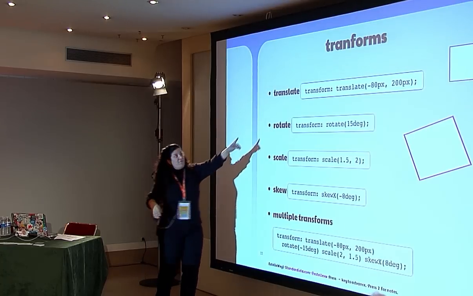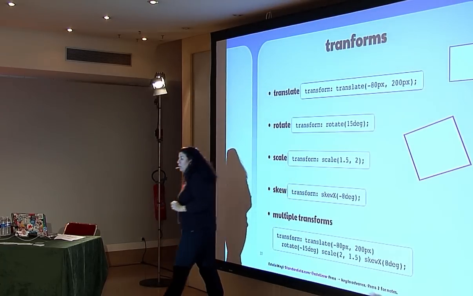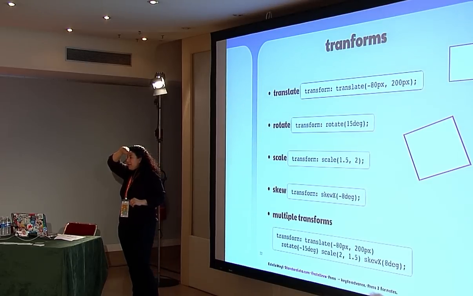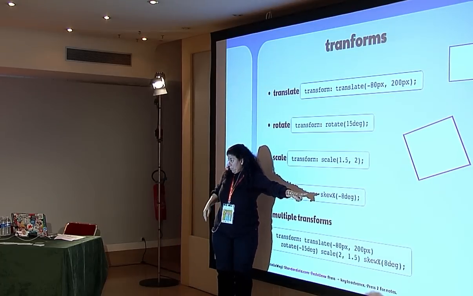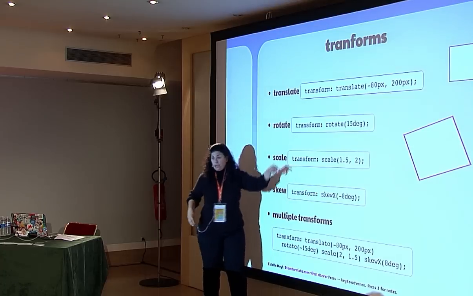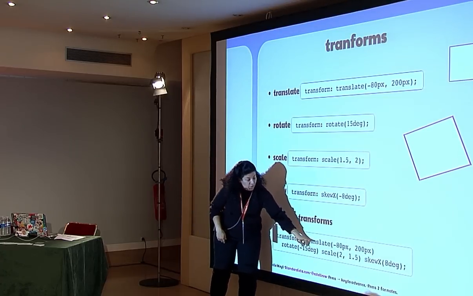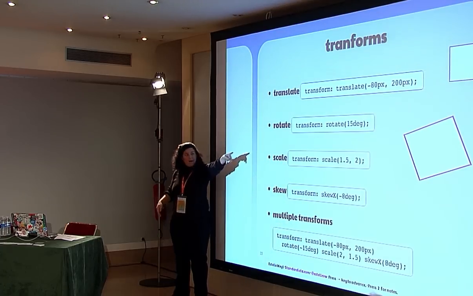So actually, if I had written these 4 in a row, does anyone know what would have happened? What happens with the CSS Cascade when you use the exact same property? This would have only been transformed. It would have only been skewed, because these would have overwritten. So when you use multiple, you do transform, translate, and you separate all of those, and that's how I actually did that.